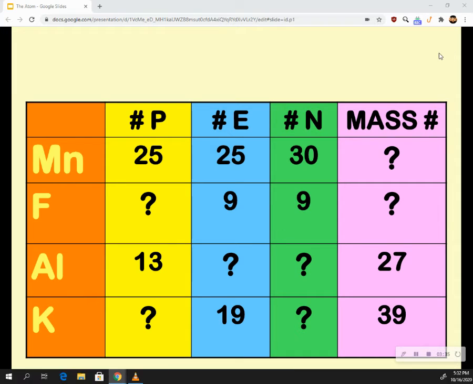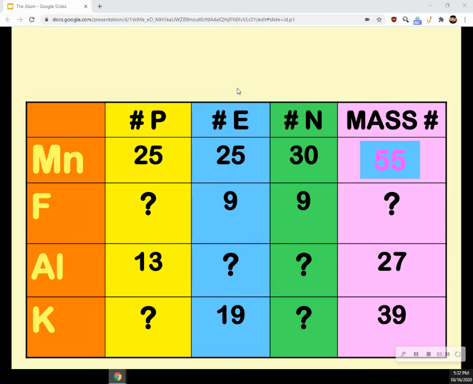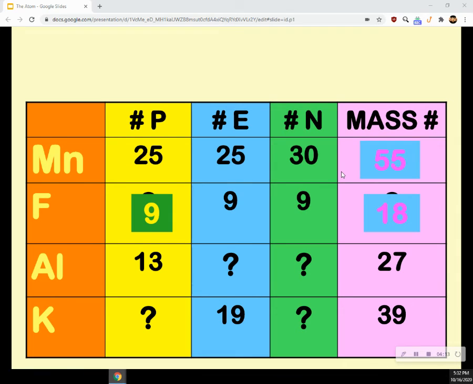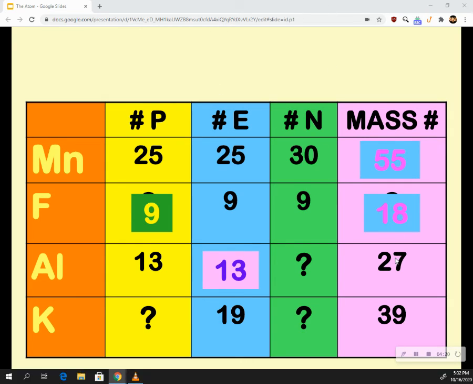Now, let's do this together. We're going to go through. So, for instance, manganese is going to have 25 protons, 25 electrons, and that means its atomic number is going to be 25. There are 30 neutrons. That means there is a mass number of 55. Now, fluorine. Fluorine has 9 electrons, so that means, of course, we're talking about a neutral atom. That means we're going to have 9 protons. Now, if we add 9 protons with 9 neutrons, 9 plus 9 is 18. Now, aluminum. If we have 13 protons, if we're neutral, we're going to have 13 electrons. But we have a mass number of 27, so 27 minus 13 equals 14 for our neutrons.